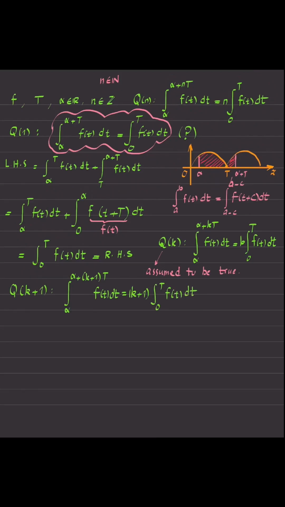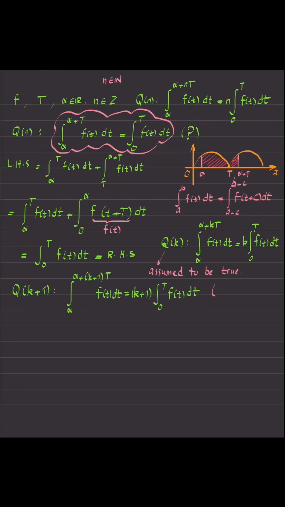So what is this? This is something I want to prove. I will start from the left hand side of what I want to prove, and then in the middle of the way I will definitely need to use this assumption. So let us do that. If you don't mind, let me multiply this T here and there. So the left hand side now becomes equal to the integral from alpha to alpha plus kT plus T of f of t dt.